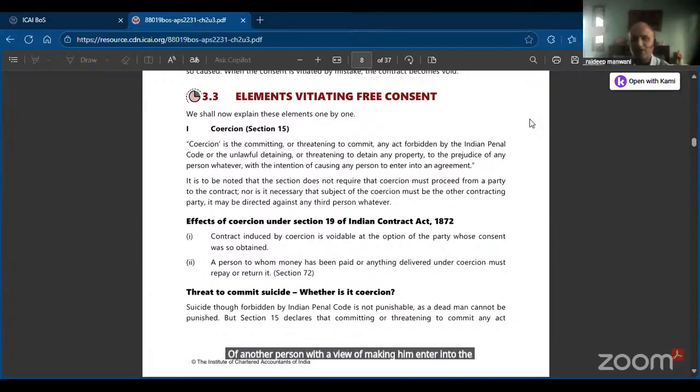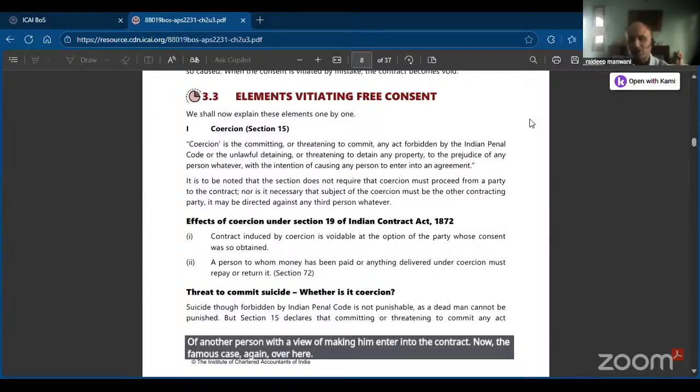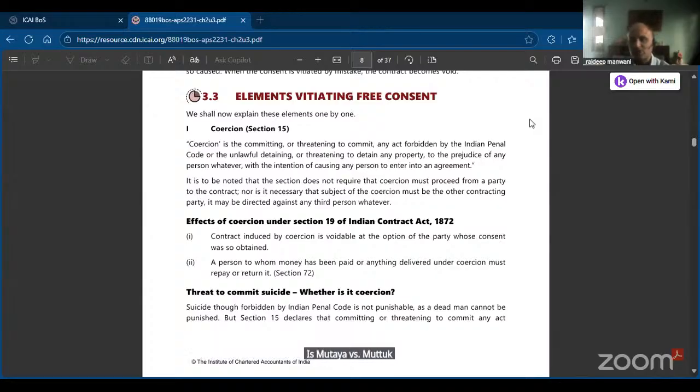Now, the famous case again over here is Muttaya versus Muttu Karuppa.